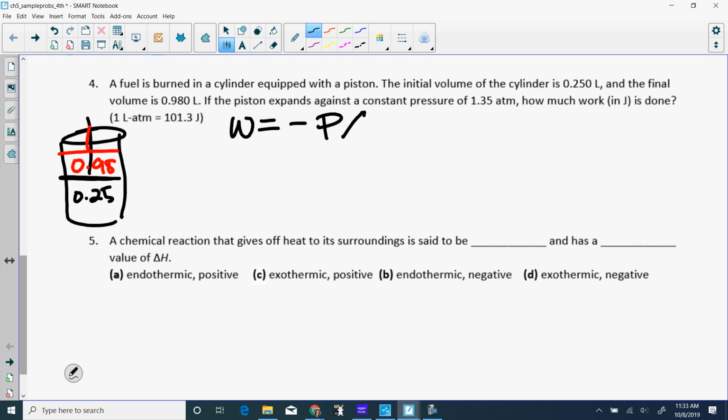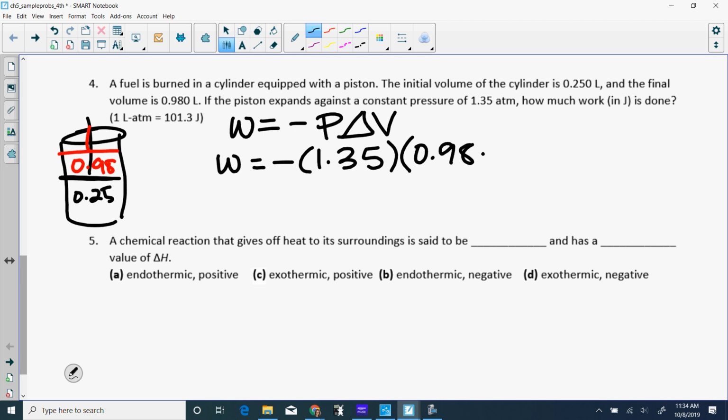Work equals negative P delta V. So work equals negative pressure in atm, 1.35, times delta, which is always final minus initial, so 0.98 minus 0.25. It's going to come out in a unit called a liter atmosphere. It needs to be in joules. You're going to have to do a conversion. Push your buttons and then push your buttons. Ready, go.